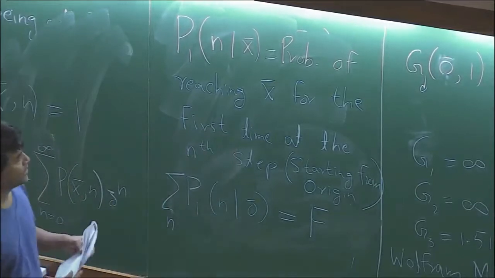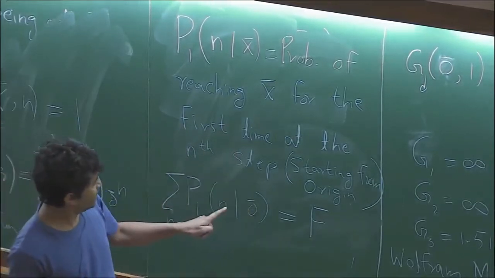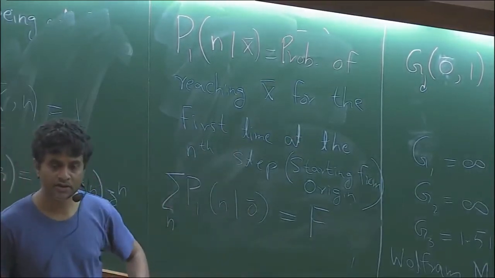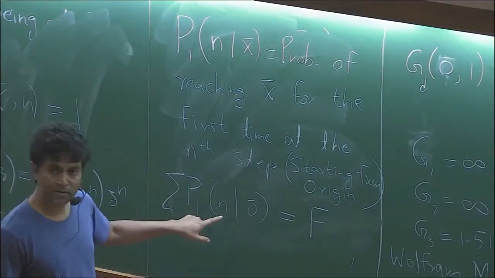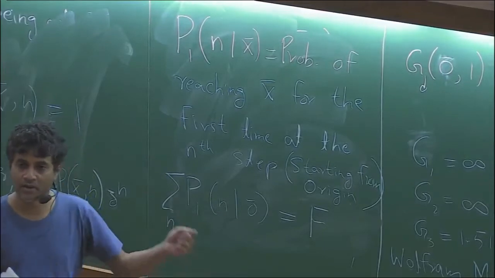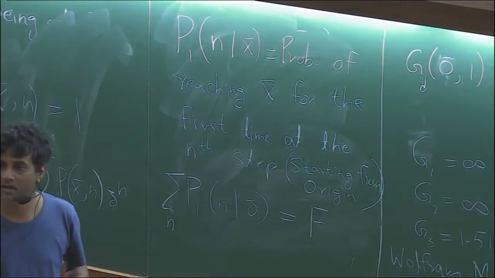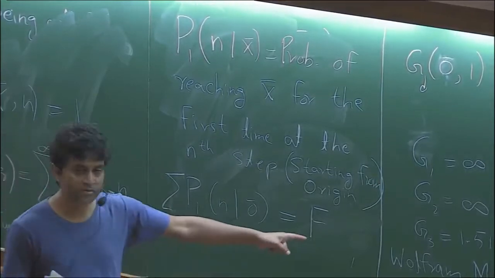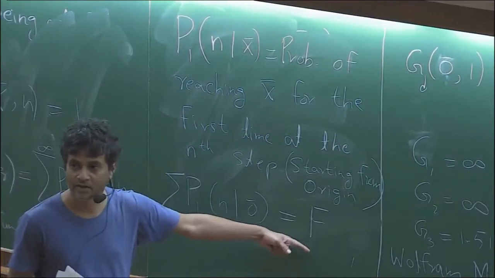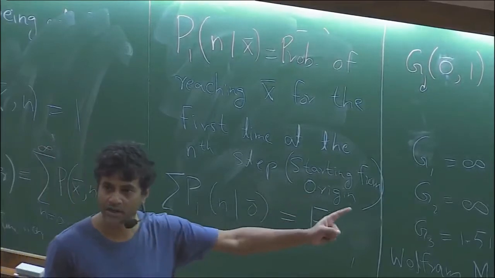So if I ask what is the probability I come back to the origin at the nth time step, then if I sum over all possibilities, what is the probability I come back after 1 step, after 2 steps, after 3 steps, then of course this must be the probability that I ever come back. So this quantity is related to the quantity we earlier defined.